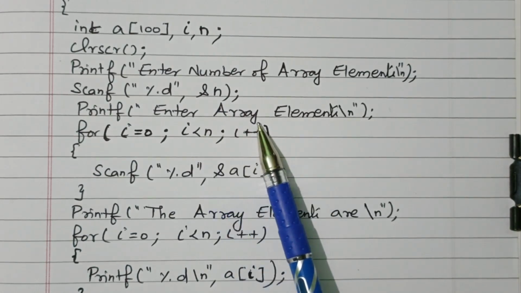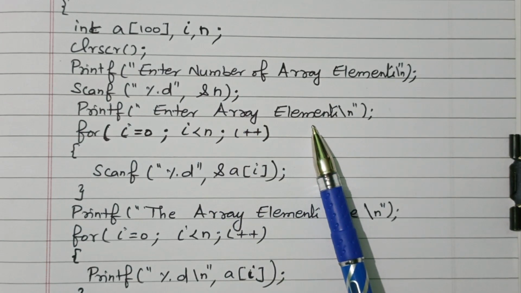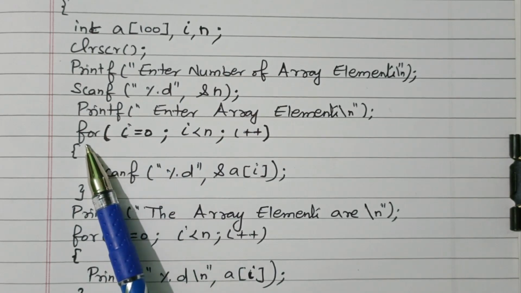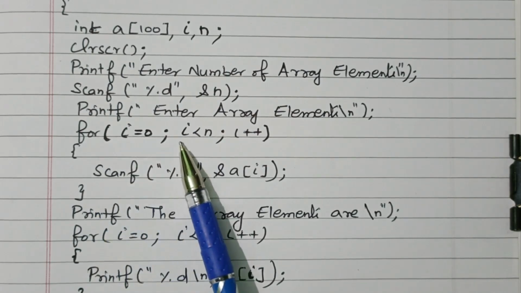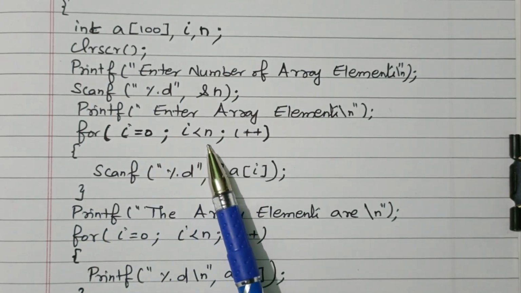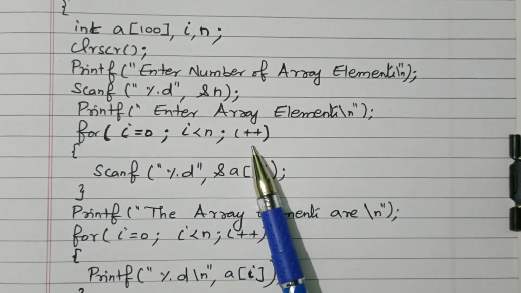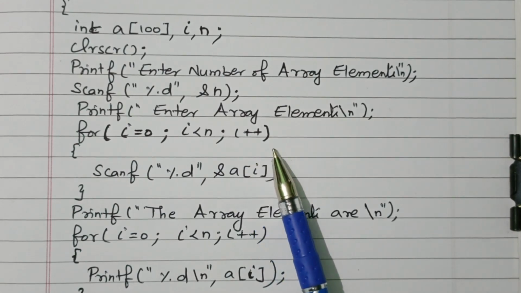Now we are asking the user to enter these 5 elements. So for that we need a for loop, because 5 times we need to read the data. So we are using for i = 0, i < n. It will be executed up to n times, i++. We already discussed the array indices are nothing but 0, 1, 2, 3, 4.